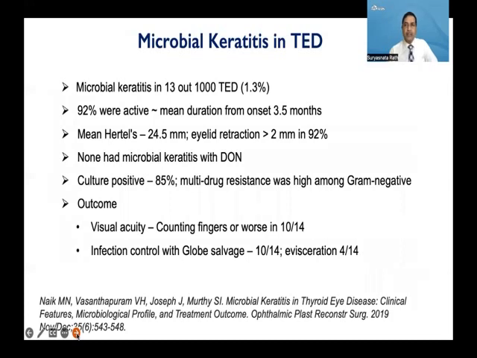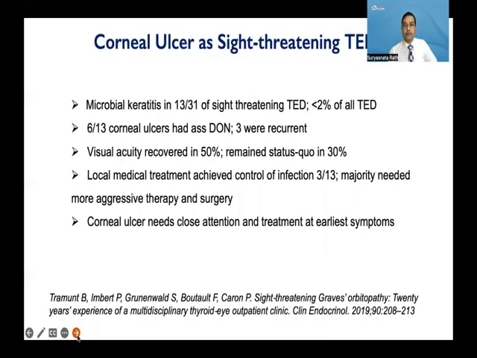There is sparse information about microbial keratitis in TED, and two large series have been published. One from our own institute showed a 1.3% prevalence of microbial keratitis. 92% were active, most were moderate to severe disease, and none had microbial keratitis with DON. Unfortunately, a large majority had poor visual recovery, and 4 needed evisceration.